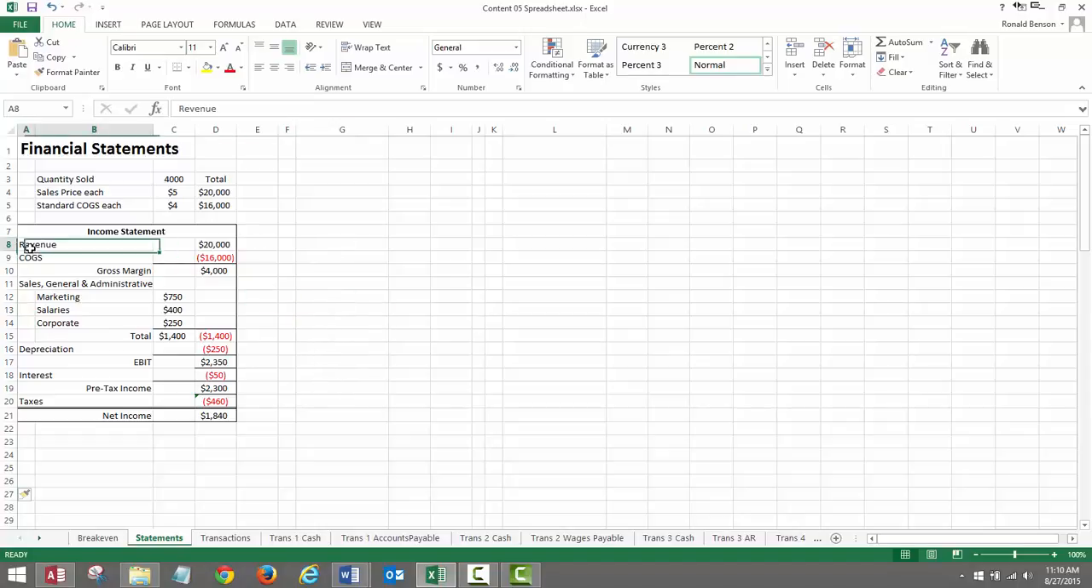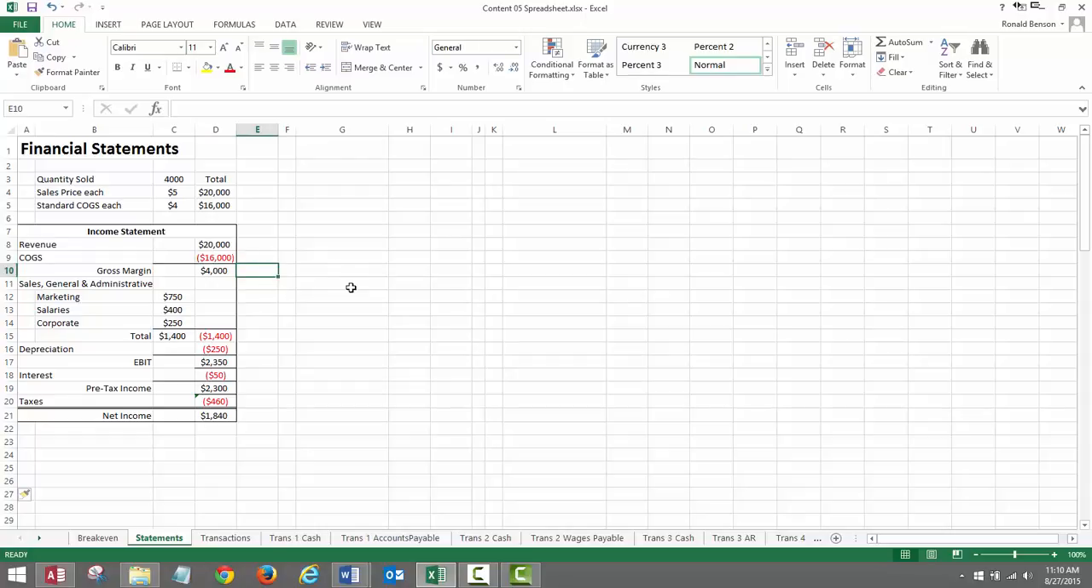So in this, we start with revenue. Revenue we said was 20,000, the $5 times the 4,000. We subtract out variable costs. Variable cost is $4 times 4,000 or 16,000. And we get what's called gross margin.